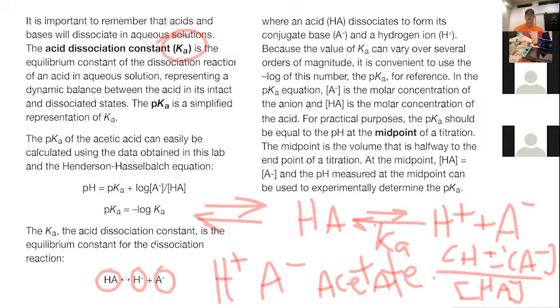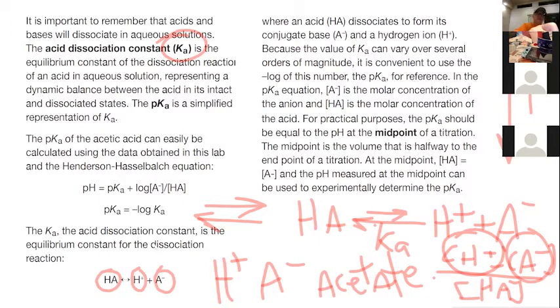So you can see that the lower the Ka is, the less H plus and A minus you make. The higher the Ka is, the more H plus and A minus you make. So really, really weak acids have very, very low Kas, and stronger acids have higher Kas because they make more H plus and A minus.